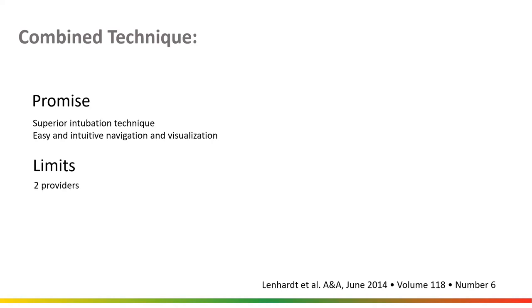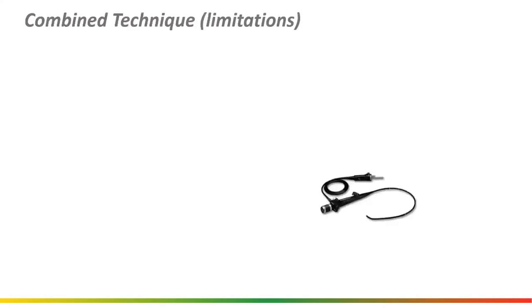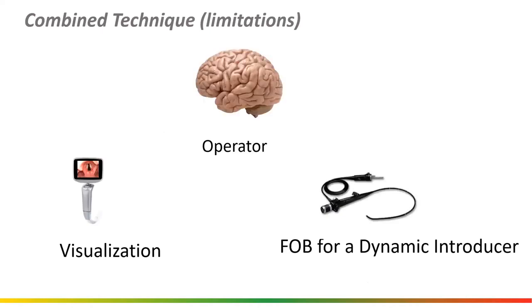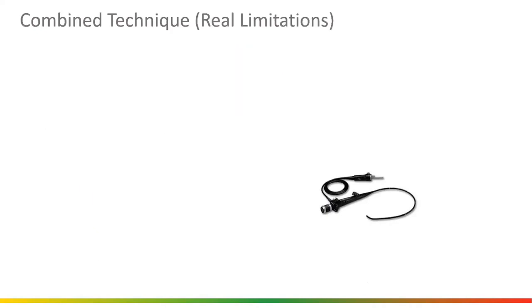Limits, again: 2 providers, cross-purposing fiber optic bronchs as dynamic stylets. Fiber optic bronchs are expensive. They're not immediately available. And again, we don't know when we're going to get into trouble until we're already in it most of the time. So limitations, visualization, operator, that's the model we use, but let's update our model to the real limitations.